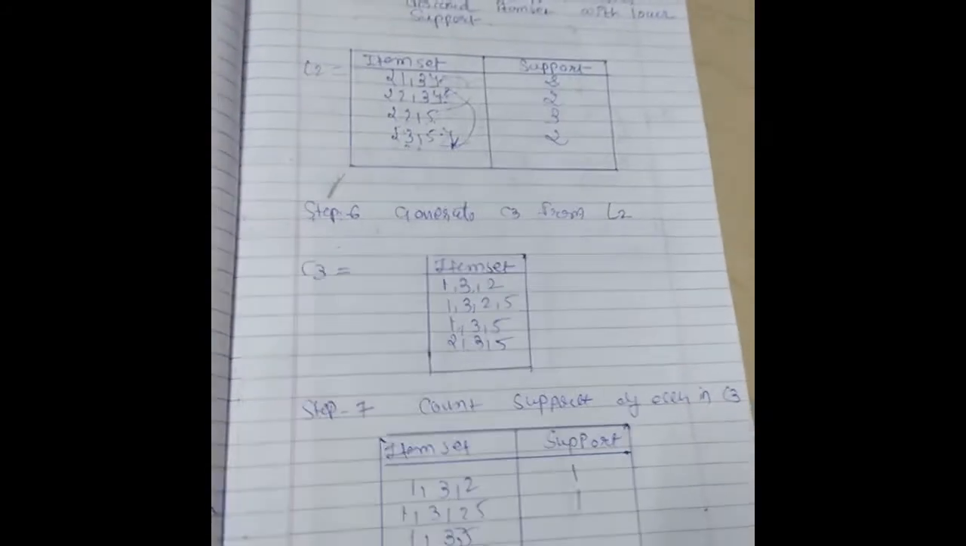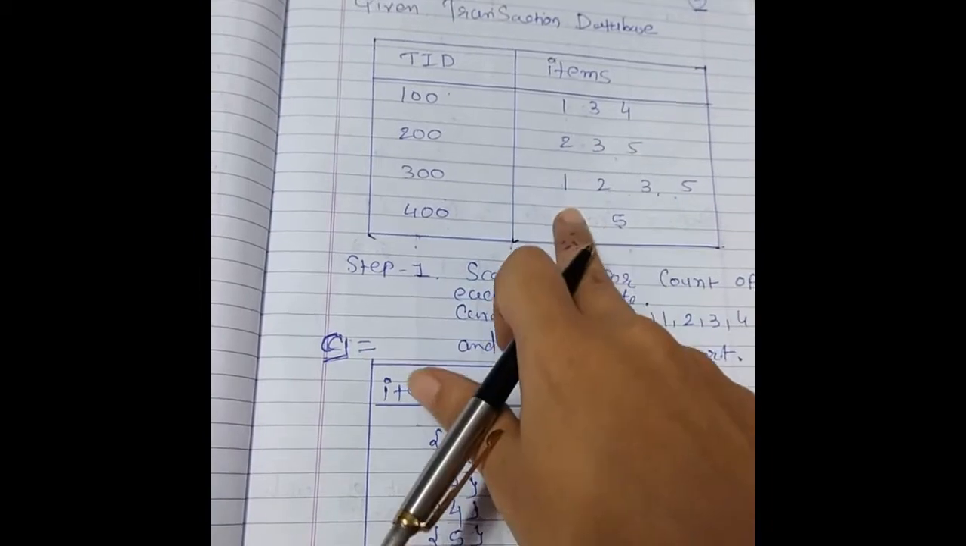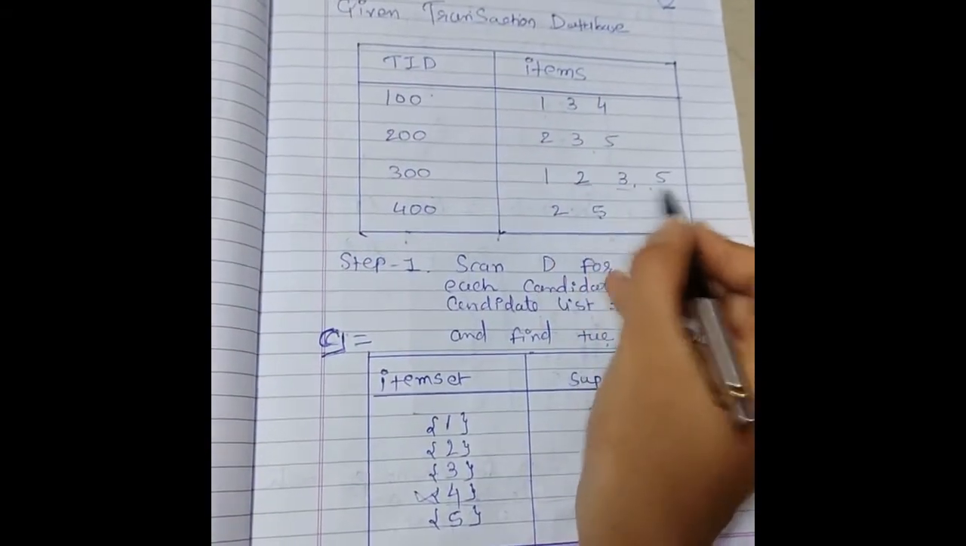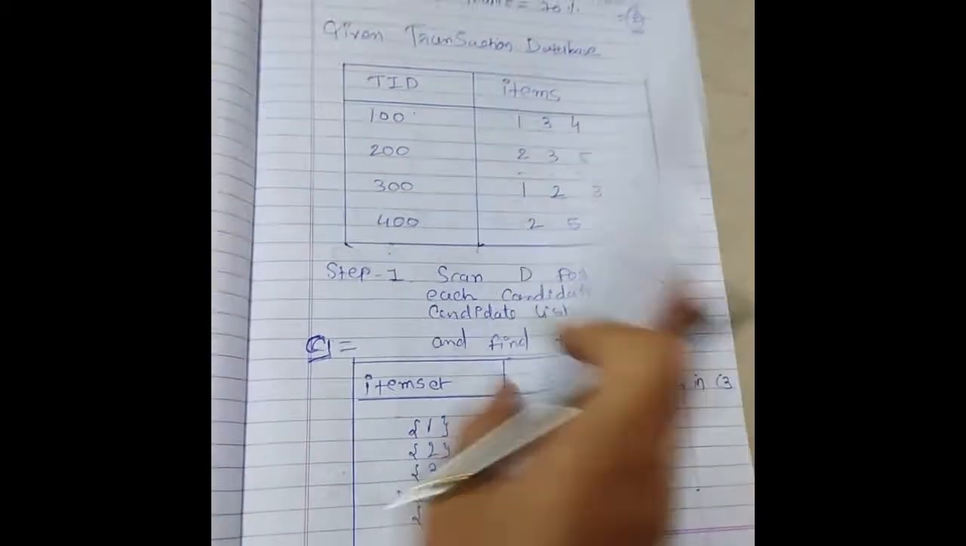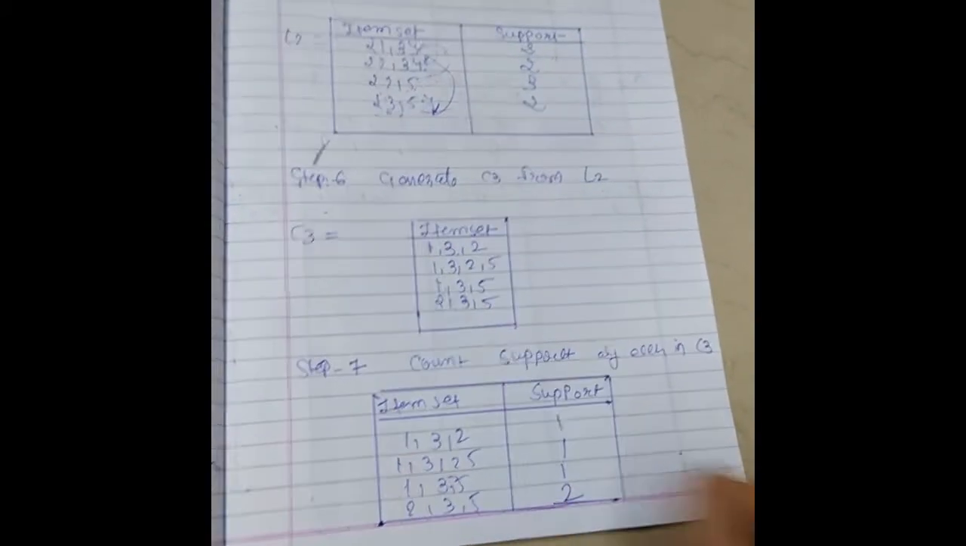Now next is 1, 3, 5. It occurs only one time, so I'll write support as 1. And 2, 3, 5 occurs 2 times, so we'll write support 2.